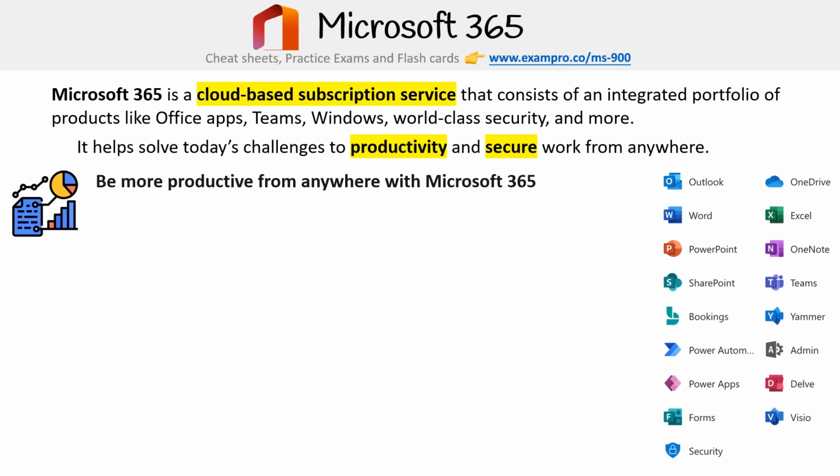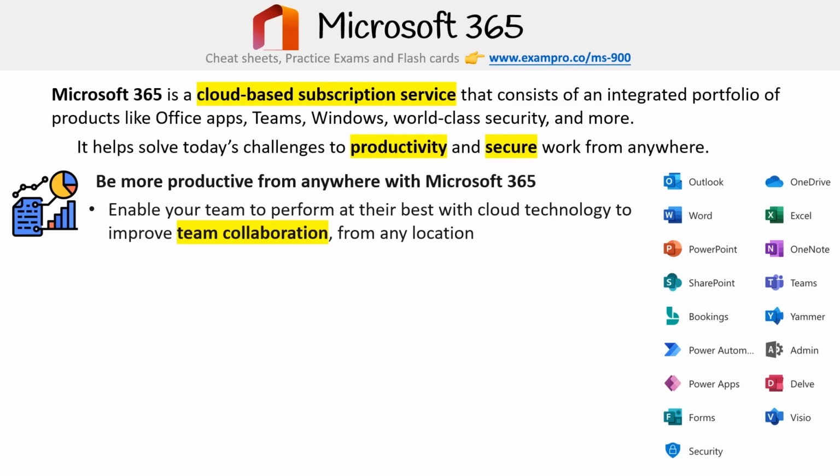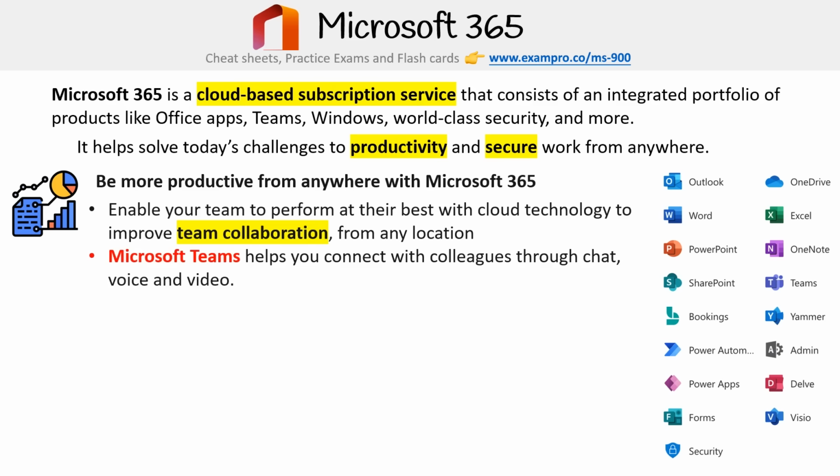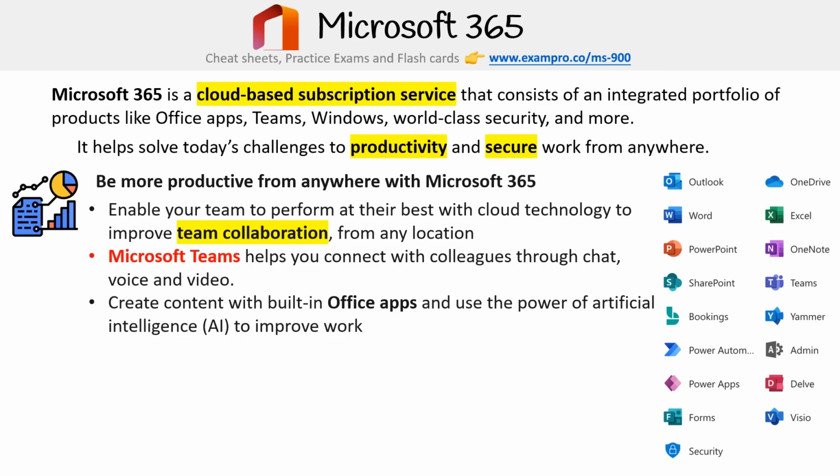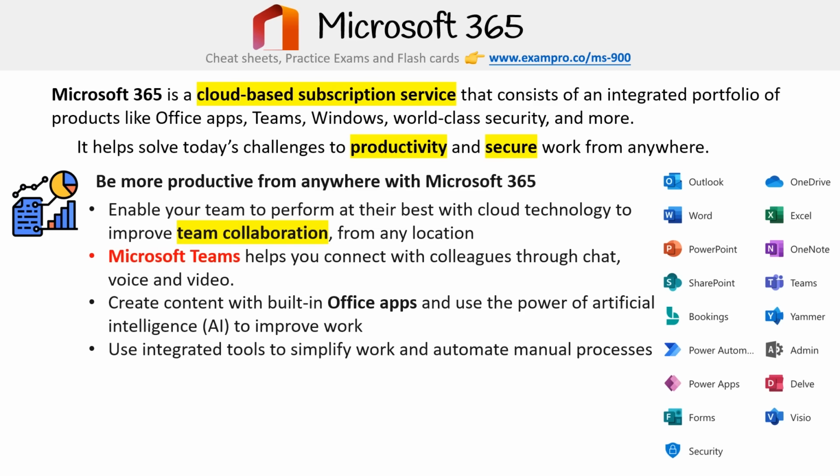It helps you be more productive from anywhere with the right tools. You can enable your team to perform at their best with cloud technology to improve team collaboration from any location. Microsoft Teams helps you connect with colleagues through chat, voice, and video. It lets you create content with built-in Office apps and use the power of artificial intelligence to improve work. You can use integrated tools to simplify work and automate manual processes.